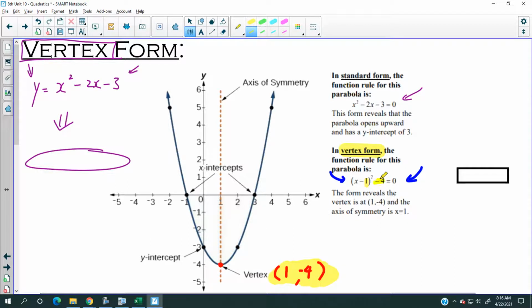and -4. You see that? So the purpose of a vertex form is very straightforward. It is simply written in such a manner so that you can see the vertex immediately. All right, got that? I'll say it one more time, because this is really important. The vertex form of a quadratic formula is written so that you can see the vertex just by looking at the equation. Now, I think that's pretty cool, first of all.